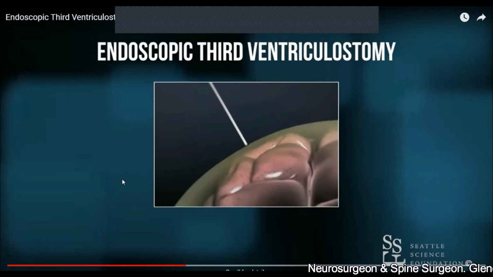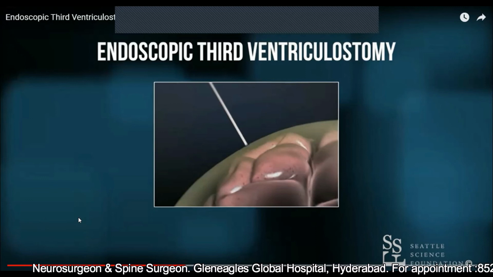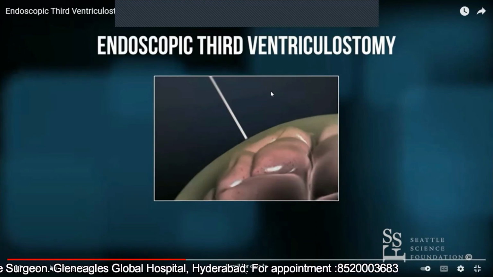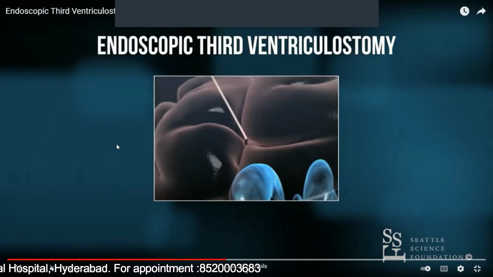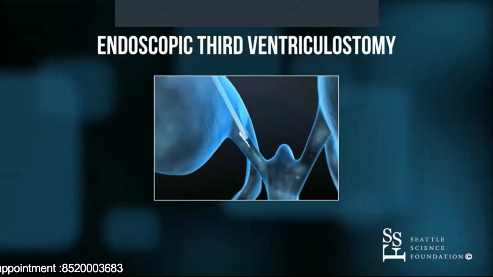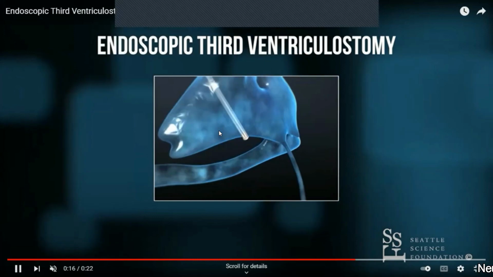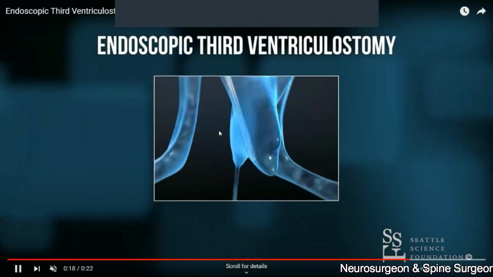Apart from the shunting, the VP shunt or the ventriculoperitoneal shunt, we have one more procedure which is also done commonly. This is known as an endoscopic third ventriculostomy. Now let me show you the video of endoscopic third ventriculostomy. This animation explains what is endoscopic third ventriculostomy. So, ventriculostomy is a hole in the ventricle. As the name implies, it's done through an endoscopic or a keyhole approach. We place the endoscope into the ventricle. We puncture the floor of the ventricles.